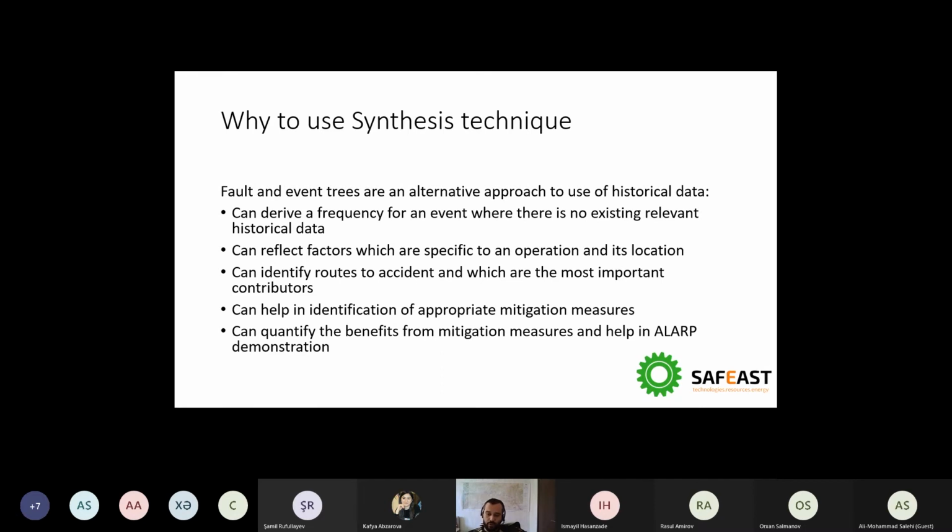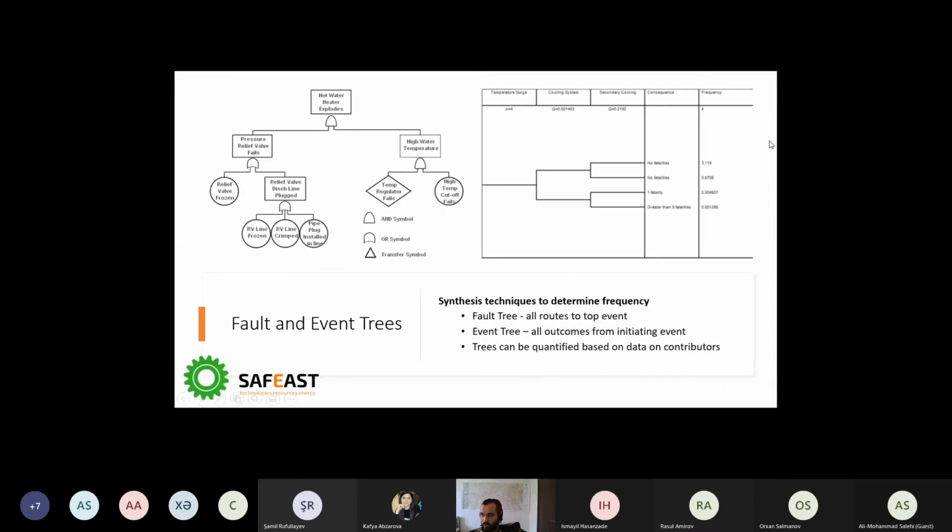Basically it will identify the routes to accident and which are the most important contributors. And of course, once you identify and quantify this, it can help you identify the appropriate mitigation measures. Because when you quantify this, if you see that the main contributor for this tree is the high temperature cutoff failing, it will be obvious that you need to worry about this and take action to improve it, rather than focusing on the relief valve frozen case.